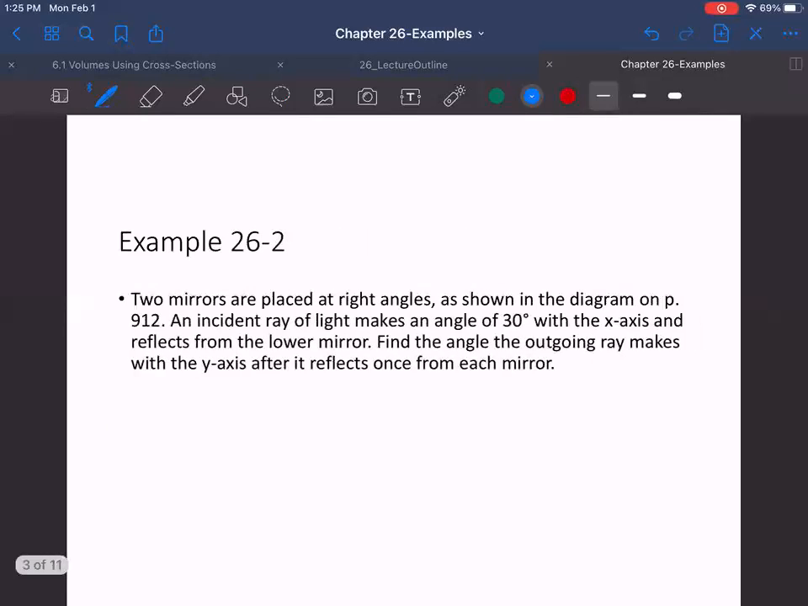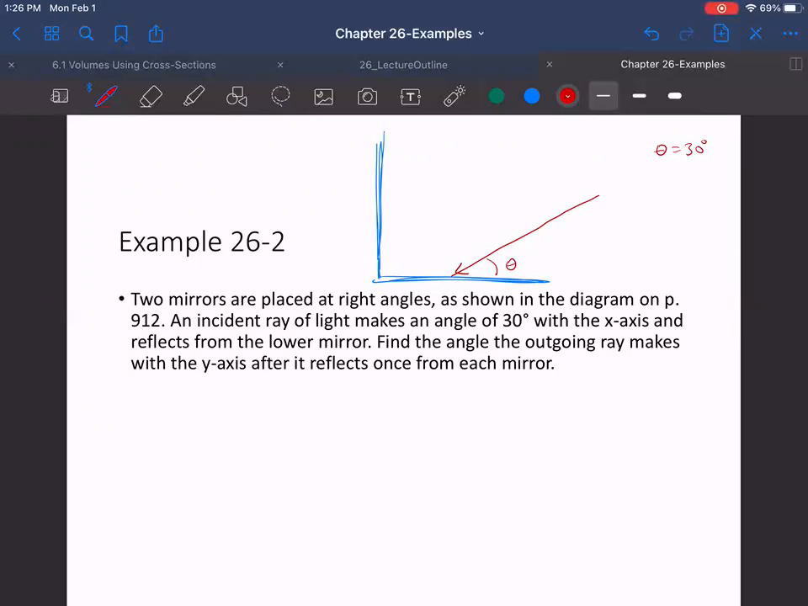All right. And then what was the next one? Two mirrors are placed at right angles, shown in this diagram on page 912. So we'll say mirror and mirror, right angles, okay? An incident ray of light makes an angle of 30 degrees with the x-axis and reflects from the lower mirror. Find the angle the outgoing ray makes with the y-axis after it reflects once from each mirror.